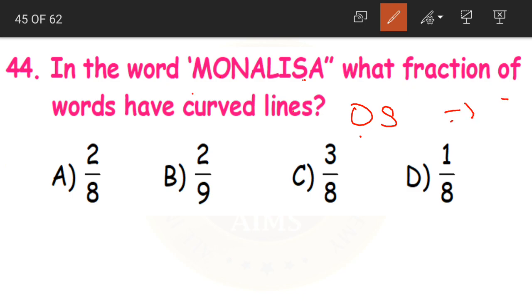So we are having two letters with curved lines, divided by the total number of letters, children. 1, 2, 3, 4, 5, 6, 7, 8. So 2 divided by 8 will be our correct answer.